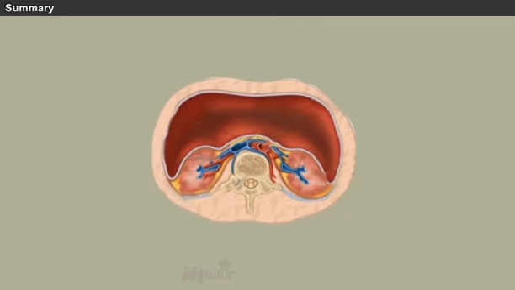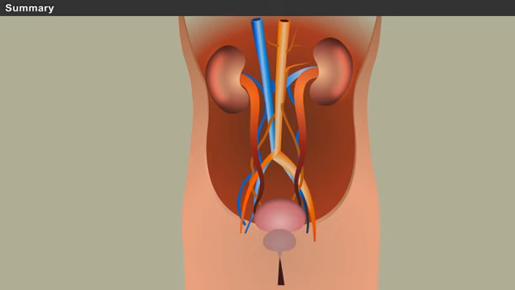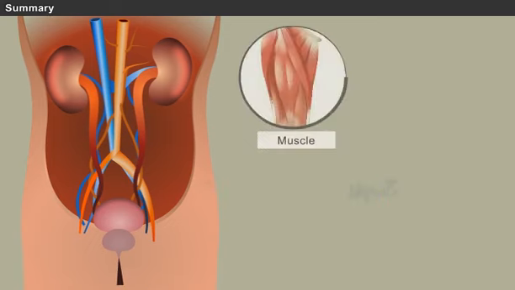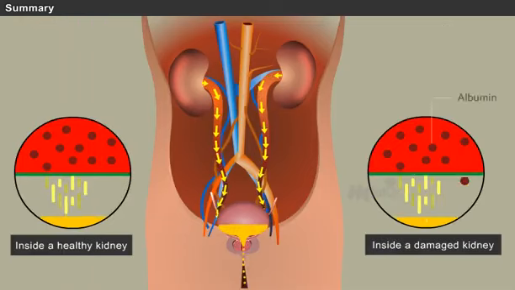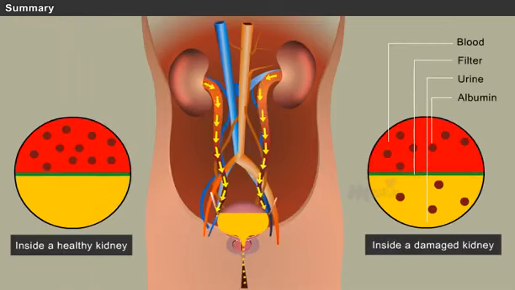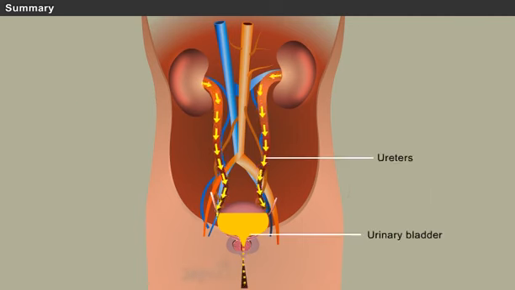Summary. Let us quickly summarize what we have learned today. The kidneys are a pair of bean-shaped organs on either side of the spine, in the retroperitoneal space between the parietal peritoneum and the posterior abdominal wall, well protected by muscle, fat, and ribs. The kidneys filter blood and form urine. They are part of the urinary system, which also includes the ureters, bladder, and urethra.